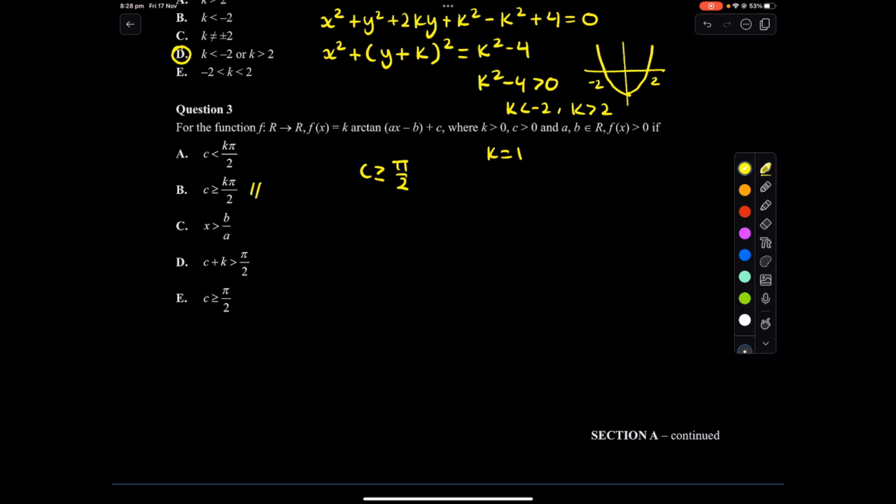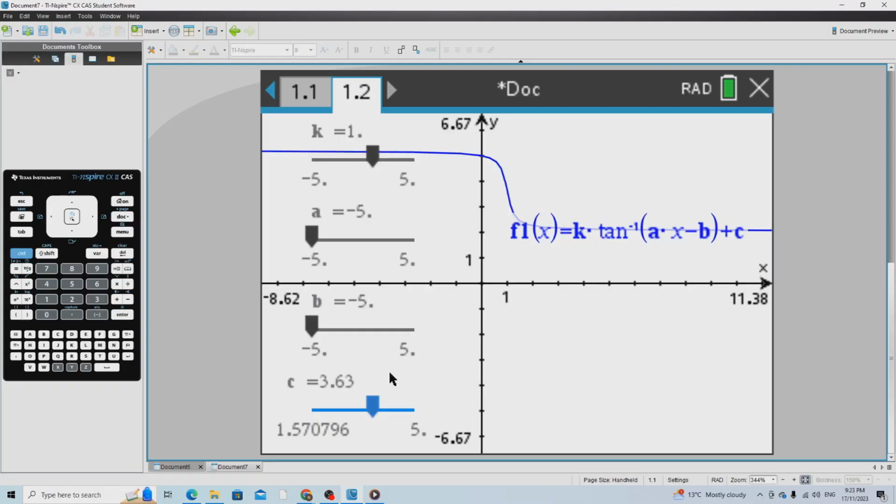The next case is x is greater than b over a. What? So that really doesn't make sense. For example, we chose b equals 1 and a equals 1. So we're saying that x is greater than 1. Really does not make sense. No, the whole equation is all real. So that's rubbish. What about the next one?